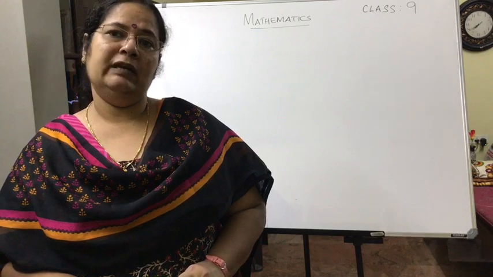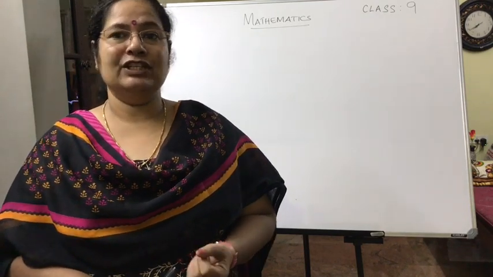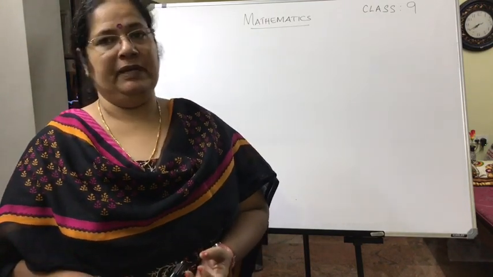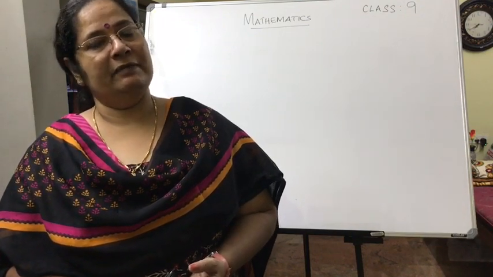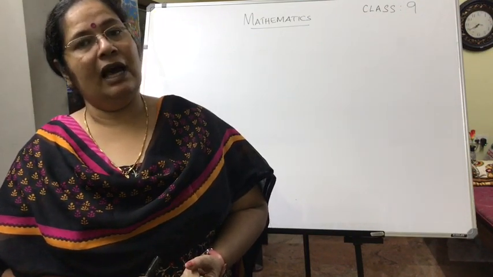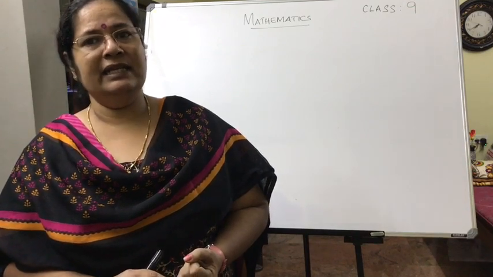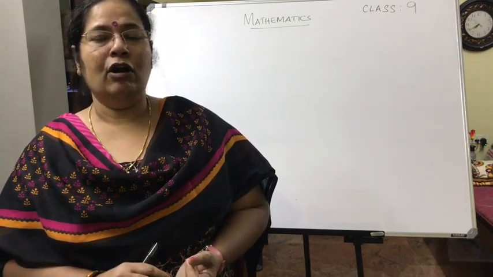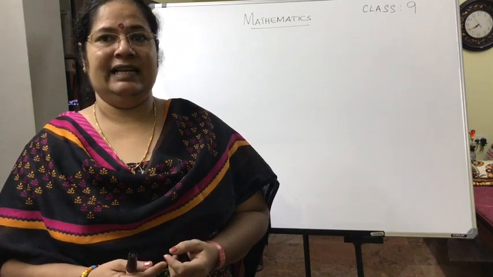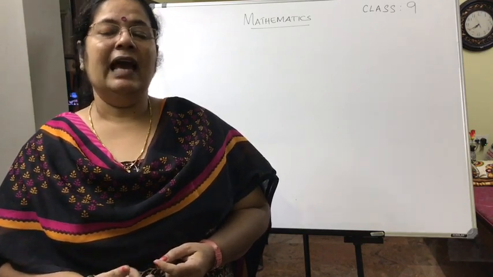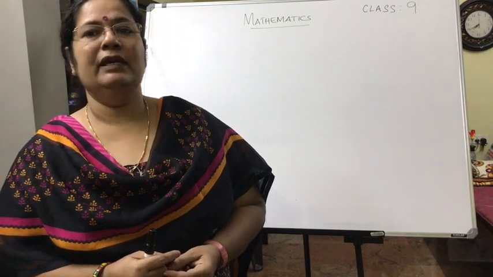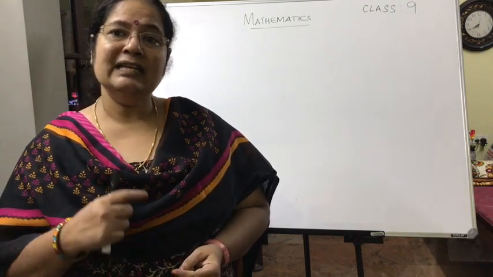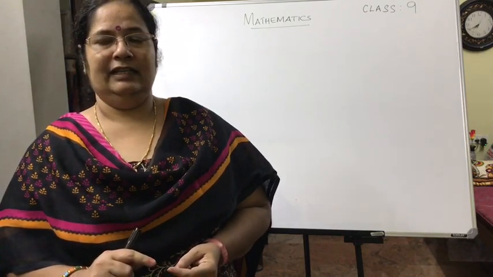Last day we have seen the decimal expansion of real numbers. That is, how will the decimal expansion of rational and irrational numbers be? Rational numbers, how is its decimal expansion? It may be either terminating or non-terminating and recurring. Recurring means repeating. And for an irrational number, the decimal expansion will be non-terminating and non-recurring.